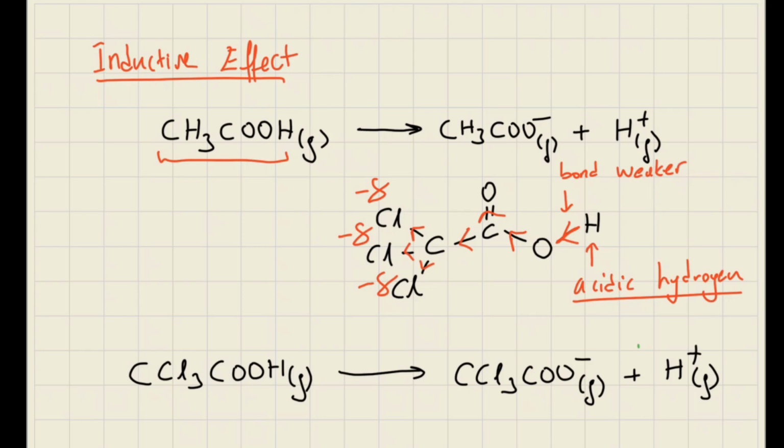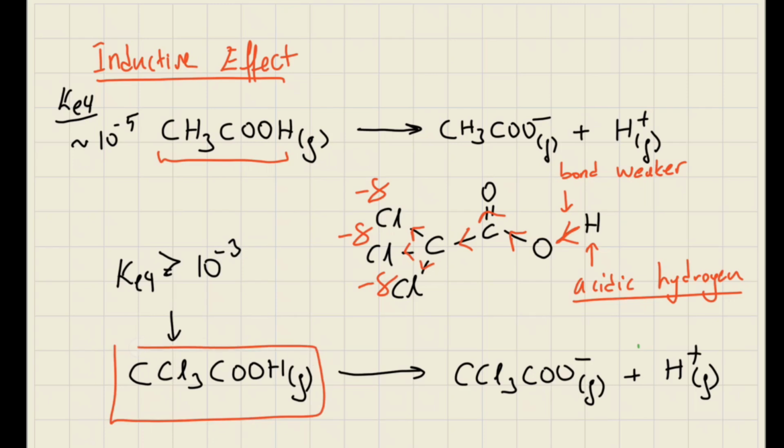So if we look at the acidic equilibrium constants, acetic acid is around 10 to the minus 5, and the chlorinated form of this acid has a K equilibrium actually bigger than 10 to the minus 3. So this molecule is definitely more acidic than acetic acid. So this is more acidic.